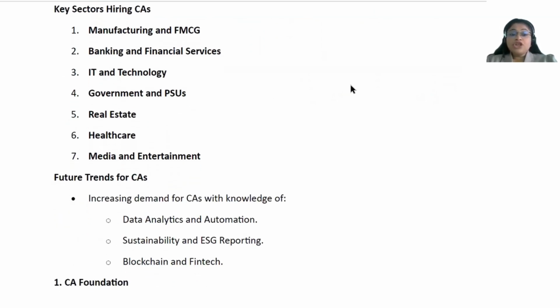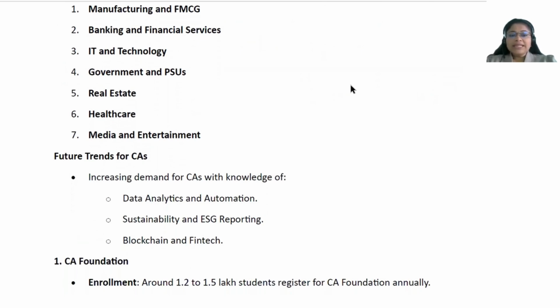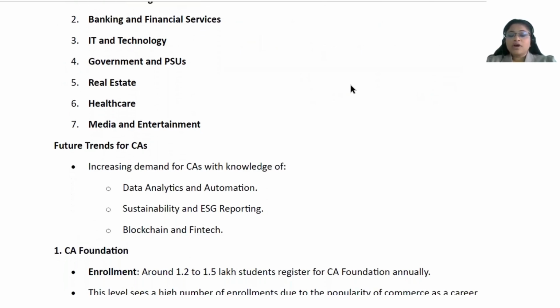So, what are the future trends for a CA? Increasing demand for a CA with knowledge of data analytics and automation, sustainability and ESG reporting, blockchain and fintech.